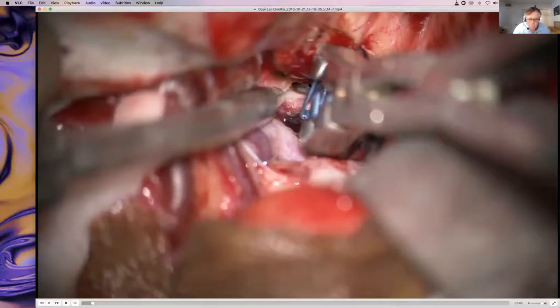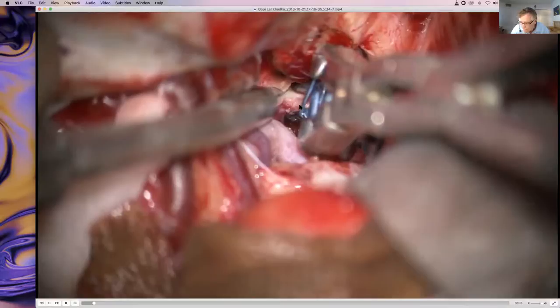One has to be very careful when you do that because the third nerve is right lateral here. So you got to be very careful. So coagulated and cut the tent here. Then I got the space for the clip to go in. And this is a giant. This is a large aneurysm. So you can see now how I am putting the clip.